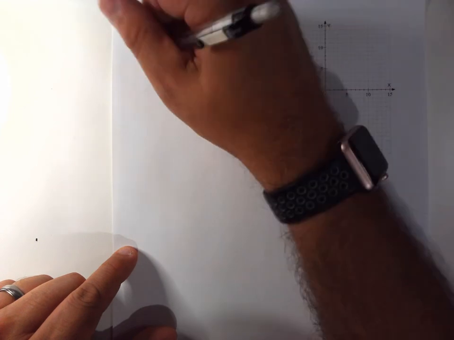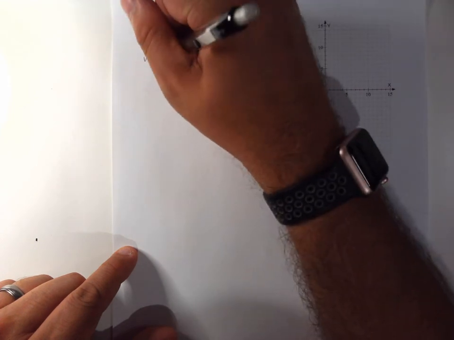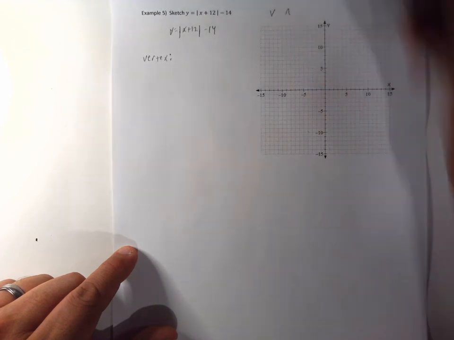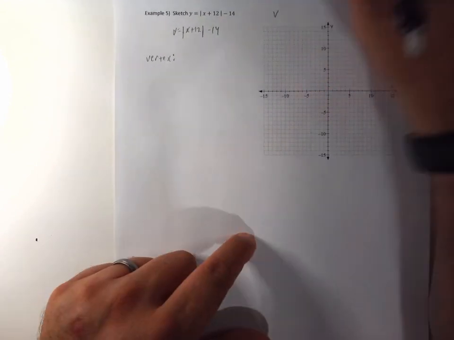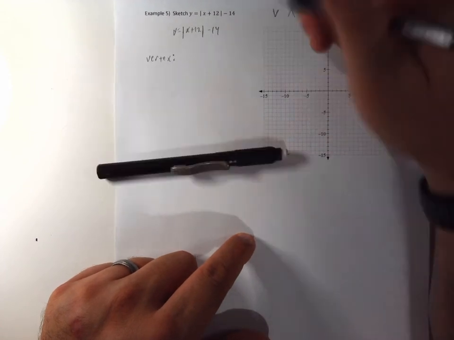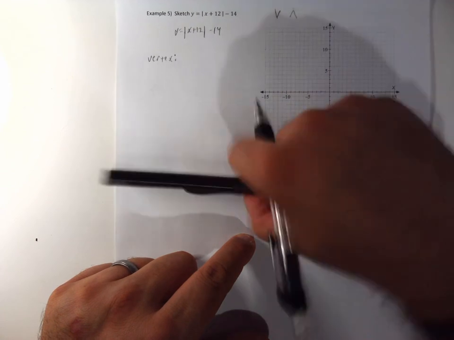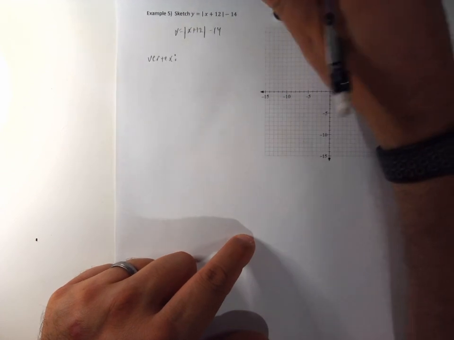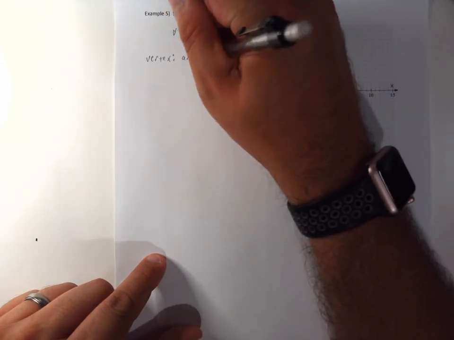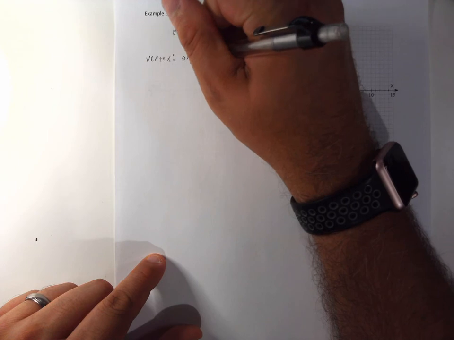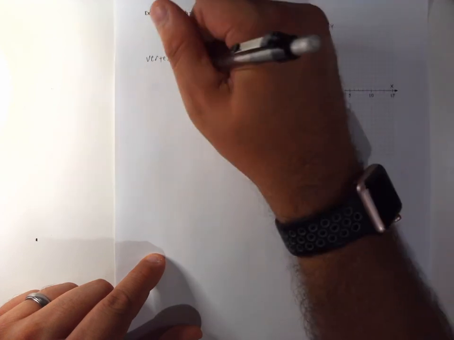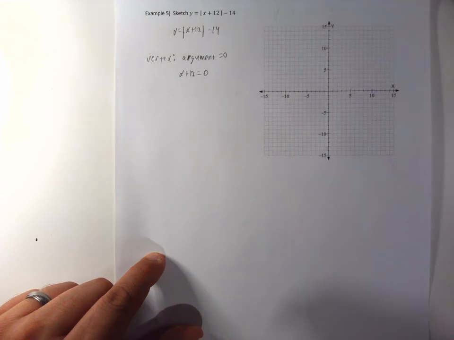So they're V-shaped. You're going to have a vertex. That's going to be the low point of the V. Okay, they should look like this, or they should look like that. The vertex is the point that's either on bottom or on top. So the vertex is the location of where your argument equals 0. The argument of an absolute value expression is what you're taking the absolute value of. So in that case, it's x plus 12.